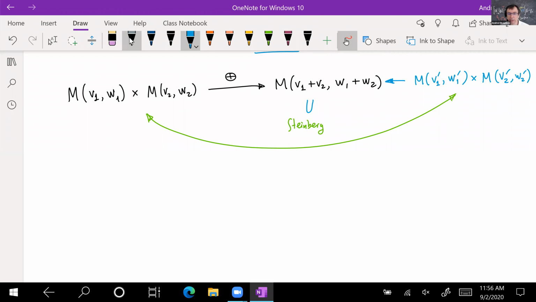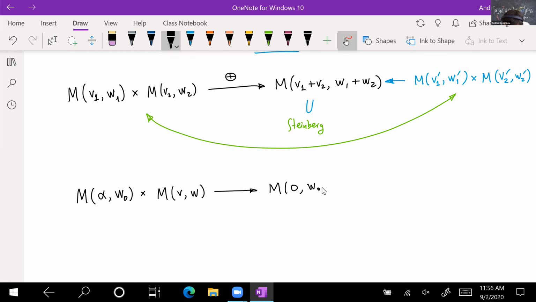In particular, we define the action of quantum groups as taking matrix elements of the R matrix, and the matrix elements of the classical R matrix define the action of the Lie algebra. And so in particular, if I take M of some alpha, and some W naught, cross M of W, then there is a particular Lagrangian Steinberg correspondence that this will take it to M of zero, W naught. Well, that's a point.